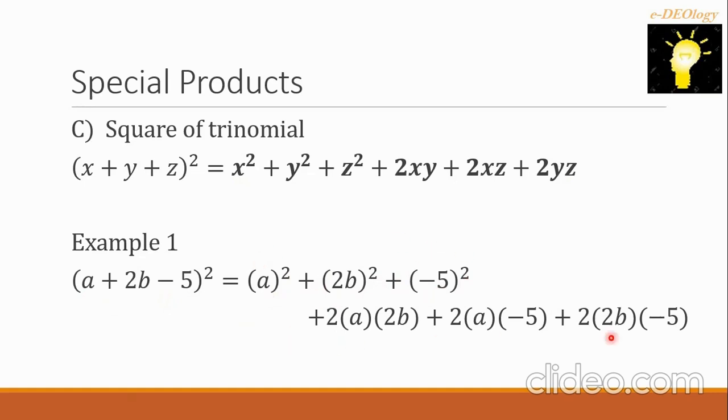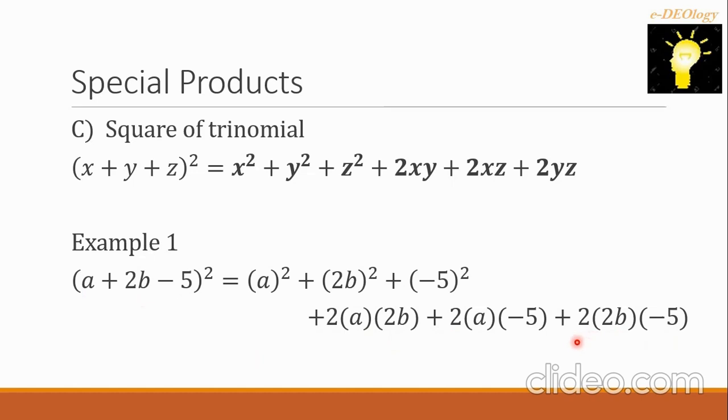And for our second group, we're going to multiply 2 terms at a time and then multiply by 2. So at first I'm going to multiply a and 2b and then times 2. So you see here, 2 times a times 2b. Next I'm going to multiply a and negative 5 and then times 2. For the last term, I'm going to multiply 2b and negative 5, it's here, and then times 2.